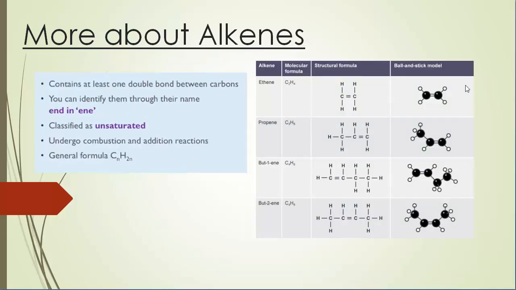Next, we learn more about alkenes. Alkenes contains at least one double bond between carbons. You can see here, every alkenes have one double bond between carbons. You can also identify them through the name ending in ENE. It is classified as unsaturated hydrocarbon. Alkenes can also undergo combustions and addition reactions.